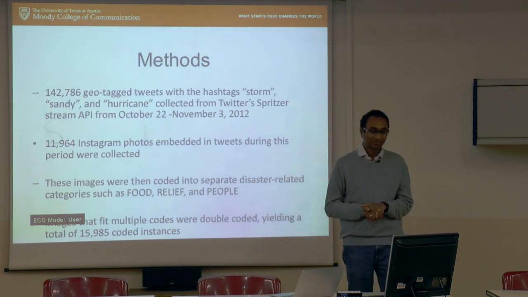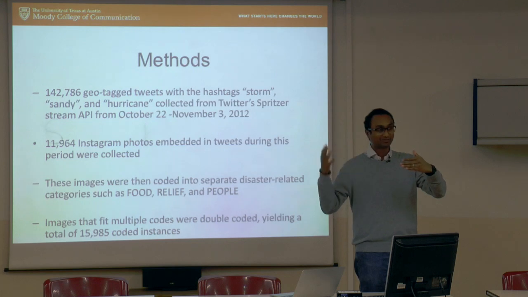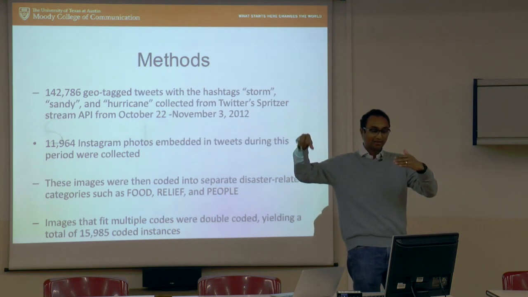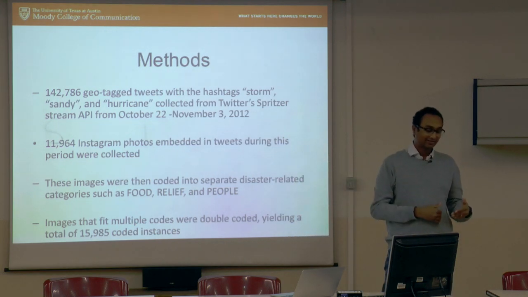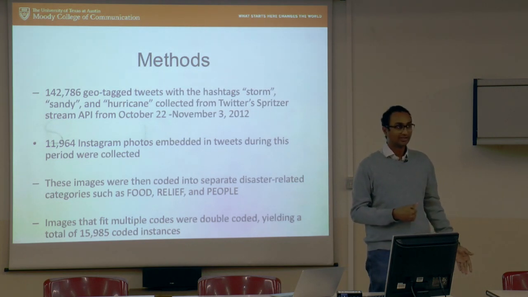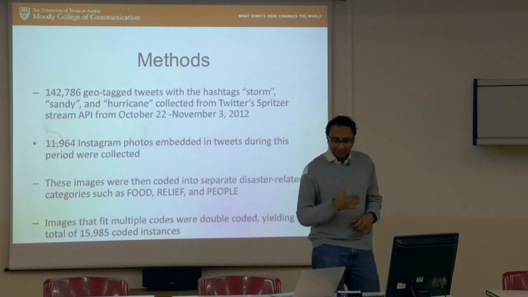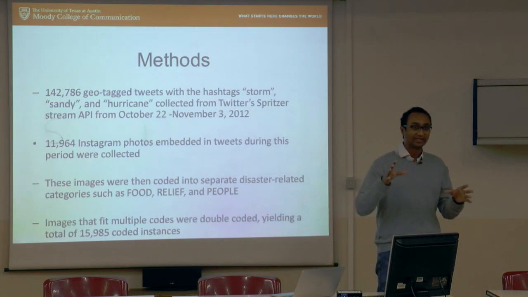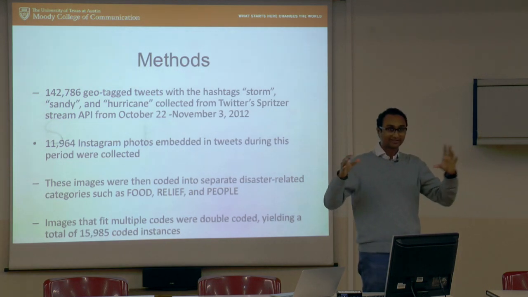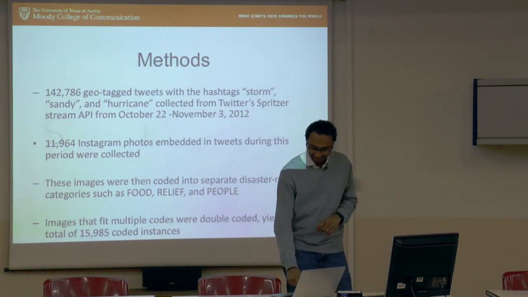Images could fit multiple codes. So it could be food and relief and people, so we had double coding. We could actually code multiple times. From those 11,964 photos, we came up with 15,985 instances of codes. Those were all the coded categories that came through. Then in the actual paper, you'll see we used R to go through and show plots of all these things. We actually used some big scatter plots and things in there. I'll spare you that on this slide.